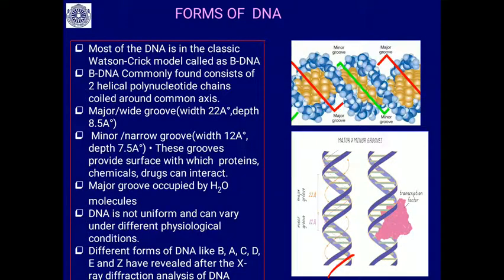So which contains a major groove. It is the major groove, it is about 22 angstroms wide, and the depth is about 8.5 angstroms. Then a minor groove, it is about 12 angstroms wide, and depth is about 7.5 angstroms.